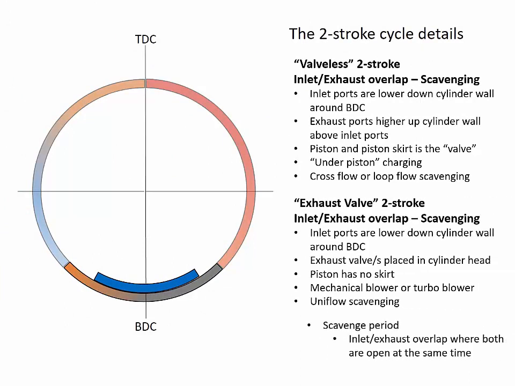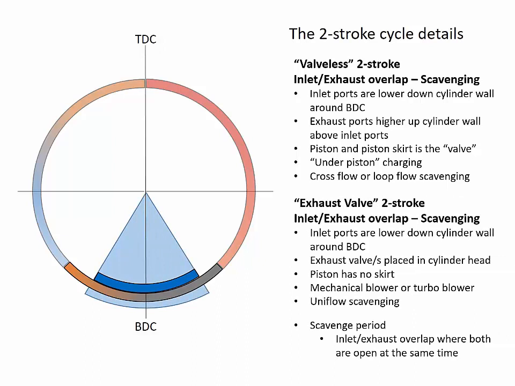So the two-stroke cycle in a little bit more detail. For the valveless two-stroke engine, when we're looking at the inlets and exhausts being open at the same time, there is a period of overlap, and this overlap is known as scavenging. In the construction of the engine, the inlet ports are lower down the cylinder wall, close to bottom dead center. And then the exhaust ports will be built into the cylinder some space above the inlet ports.